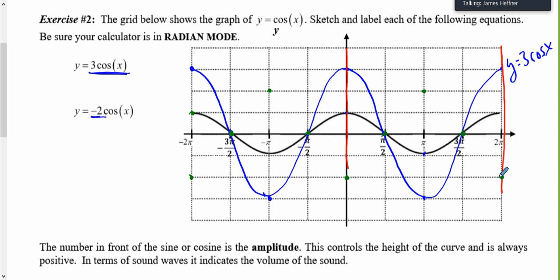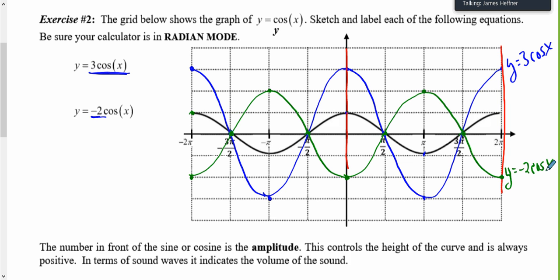All right, so let's sketch this guy in here. We went from here, we're going to go up through here. And this is y equals -2 cosine x. All right. Anybody have any questions on that? We took what they have in the black there, which is just regular cosine x, and then we had one where we multiplied that by 3 and the other one by -2.